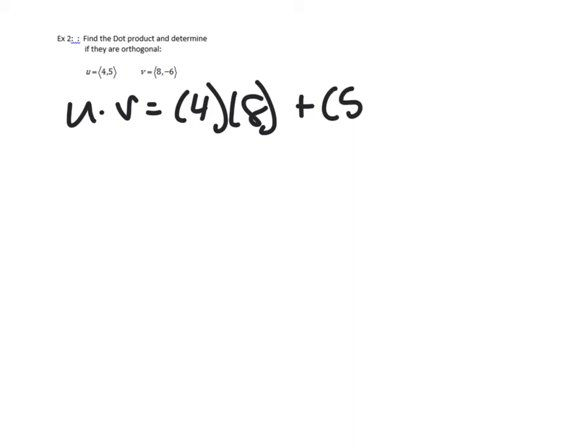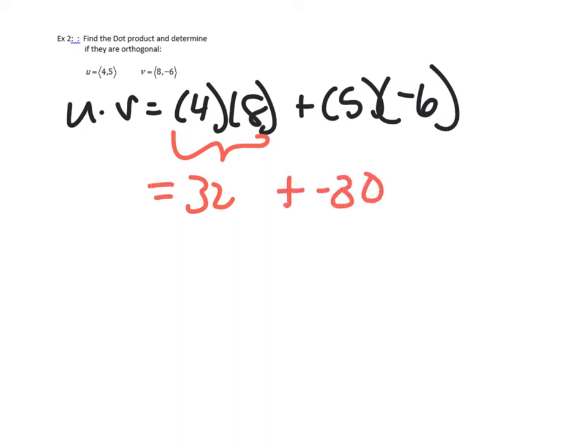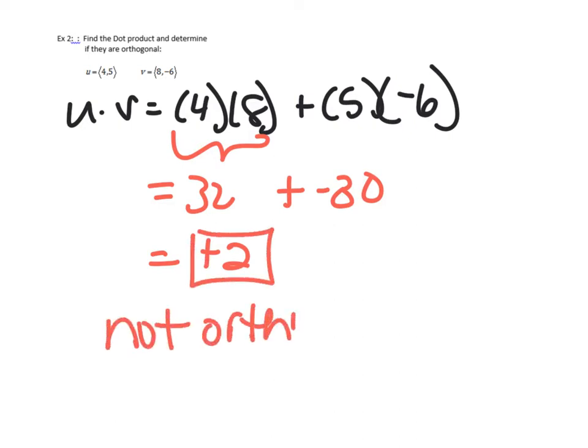Number 2, find the dot product and determine if they're orthogonal. Again, this is just another one. So U dot V is 4 times 8 plus 5 times negative 6. All I'm doing is multiplying the two x's together plus the multiplication of the two y's together. That gives me 32 plus negative 30, which gives me positive 2. That's my dot product. So they're not orthogonal. They're not perpendicular to each other.